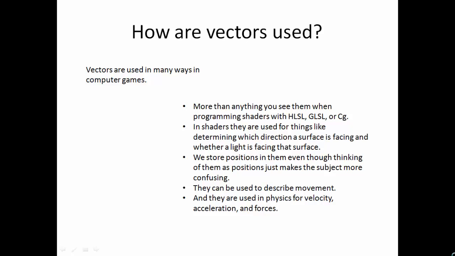They can be used to describe movement. They're used in physics for things like velocity, acceleration, and forces, both in the real world and in our gaming world, because when we start trying to describe movements, if we want them to look realistic or act realistic, we're probably going to have to get into some basic real-world physics and program that real-world physics into our simulation, which means that we'll be needing vectors in order to program that real-world physics.